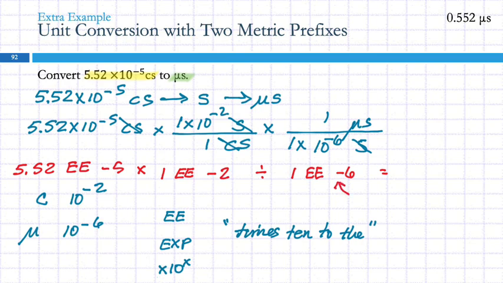This negative might look like a negative sign in parentheses. It might look like a plus minus button. Some calculators actually use the subtraction button. Others have a special button. You just have to figure out what yours wants. So we do this, 5.52 EE negative 5 times 1 EE negative 2 divided by 1 EE negative 6 equals 0.552 microseconds.